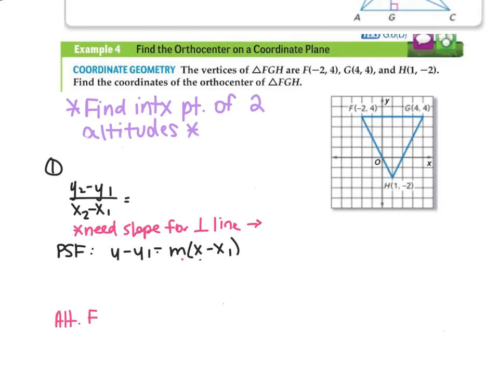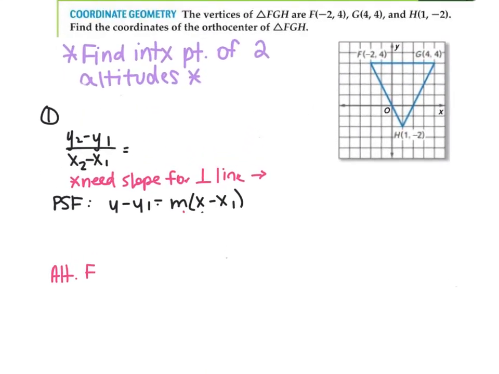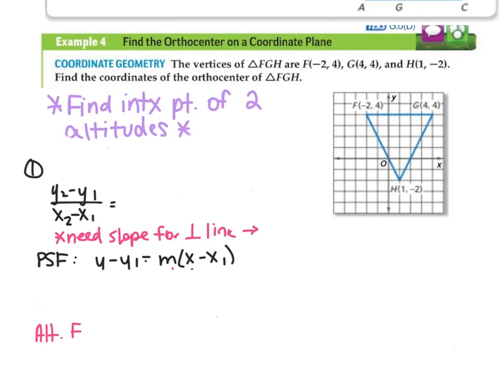Okay, so I have some of these steps written out already just to help guide us where we have to go, but this is the idea of what we have to do. We have a triangle on the coordinate plane, okay? We need to find the intersection point. So for my first triangle, I'm going to do point F, and I need to find the equation of this altitude here. Right, this altitude is intersecting line GH, okay?